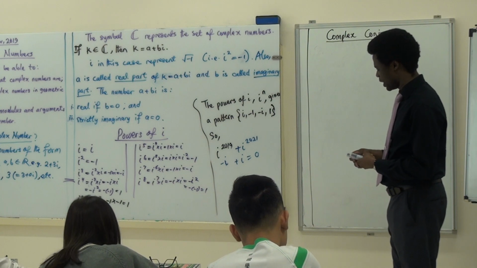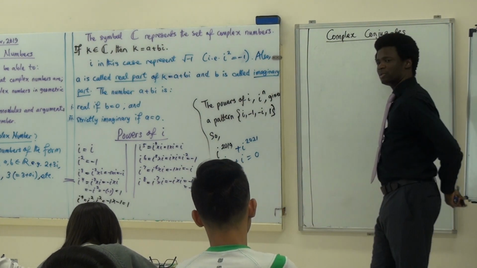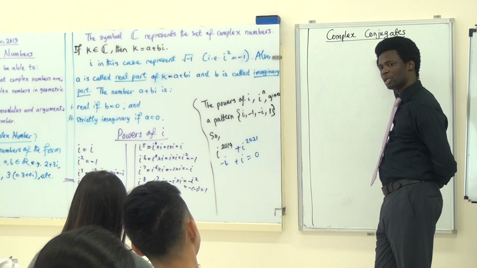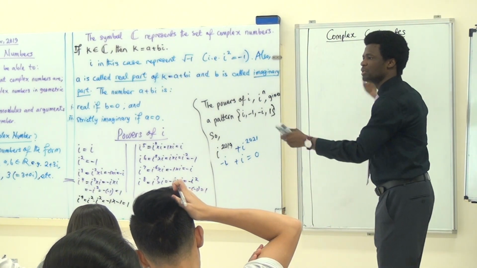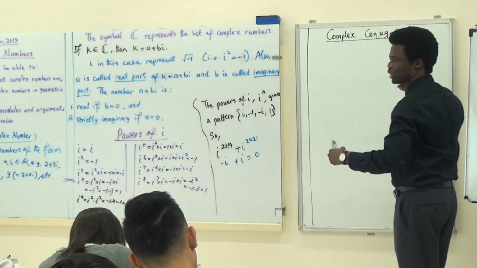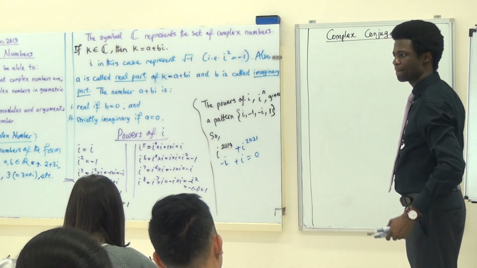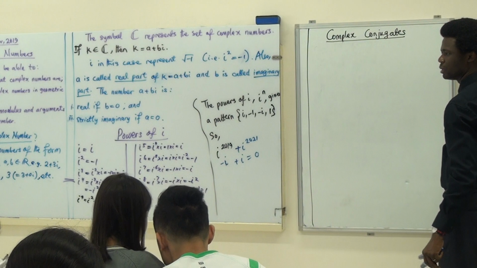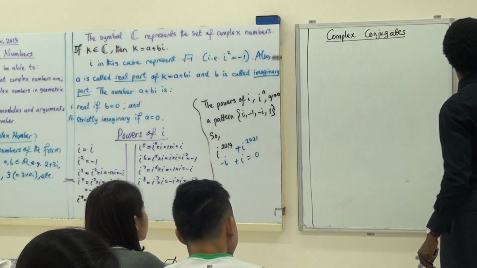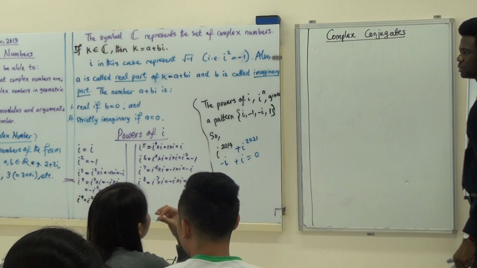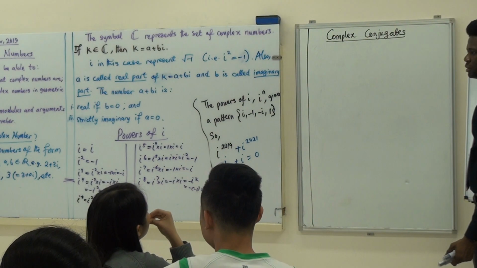So before we move to the Argand diagram, does anybody remember this word? Conjugate. We talked about this before. Okay, remind me. What do you remember about conjugate? A plus b squared, right? Yeah, b squared.